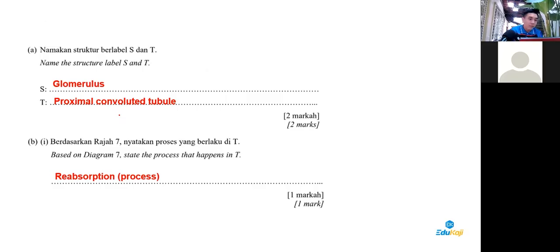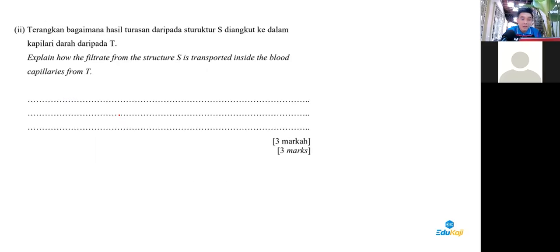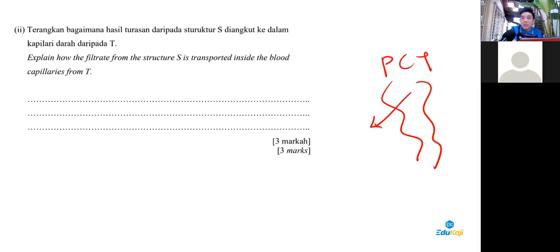Okay, so next. Explain how filtrate from structure S is transported into the capillaries from T. So here you have to talk about the reabsorption. If you remember, let's say I call this the PCT. Sodium ions will be reabsorbed, chloride ions reabsorbed, glucose, amino acids, all are reabsorbed.